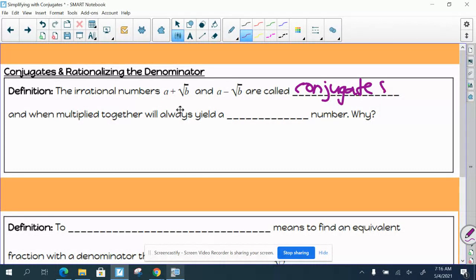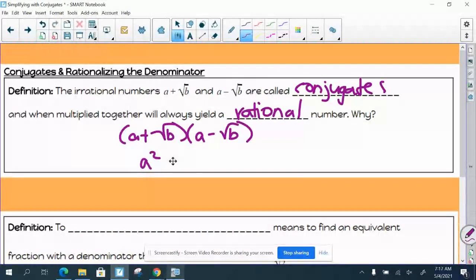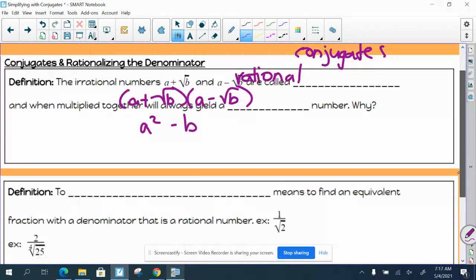And when multiplied together, it will always yield a rational number, as you saw in the other examples, right? So I think I did a plus square root b times a minus square root b. So this will turn into a squared, outer and inner terms cancel, and then just minus b, for example. And we use this because when we're dealing with radicals and rational exponents, we're not allowed to have a radical in the denominator. So we've done this a little bit before.